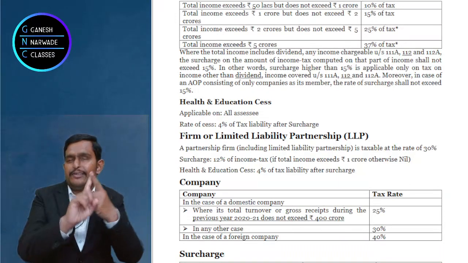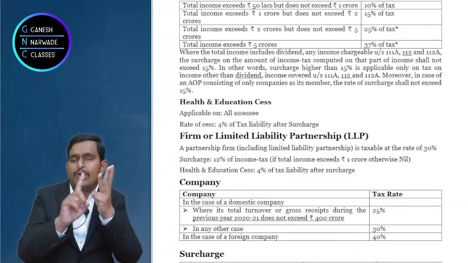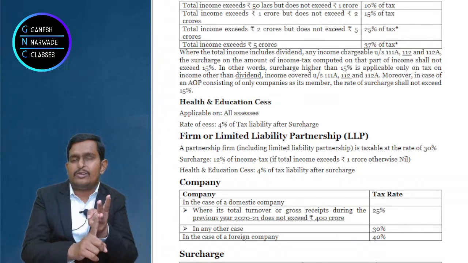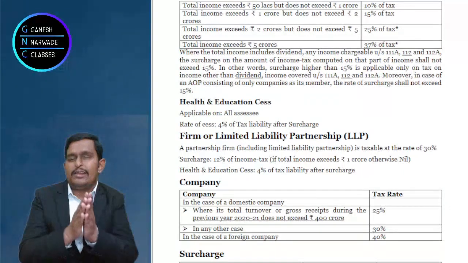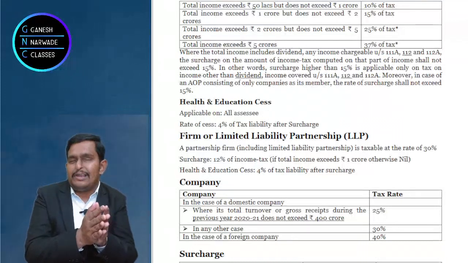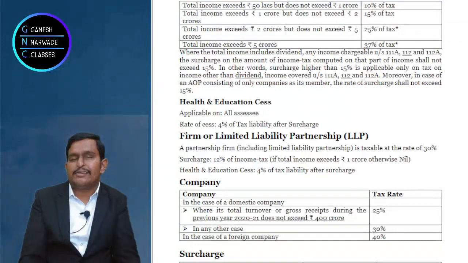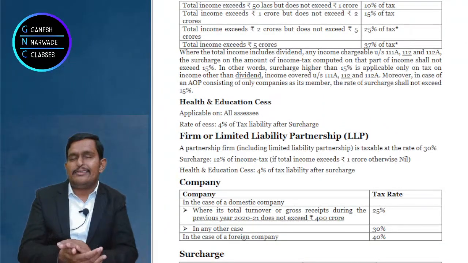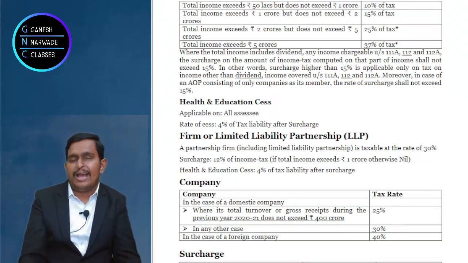So if you have dividend income, short term capital gains from 111A, long term capital gain from 112A, long term capital gain from 112, your income will be taxed at the rates which are applicable, but your surcharge rate cannot be more than 15%. That means your surcharge will not be 25, will not be 37, only maximum 15%. This way you should remember.